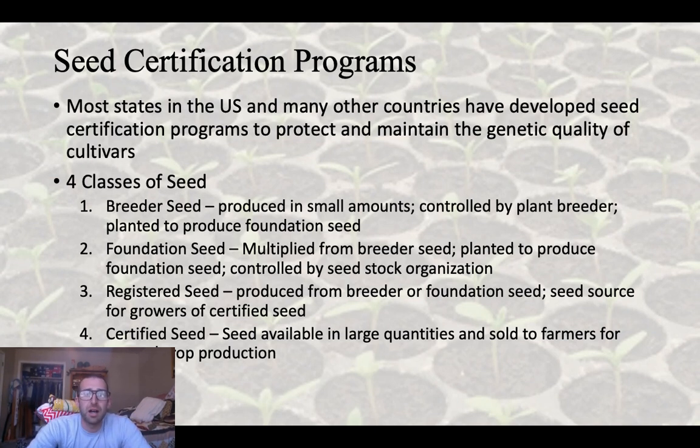So, in the United States, there are seed certification programs that have been developed to protect and maintain the genetic quality of cultivars or varieties. And within these programs, there are 4 classes of seed, right? There is breeder seed that's produced in small amounts, controlled by the plant breeder, and used to produce foundation seed. That foundation seed gets multiplied from the breeder seed, and it's controlled by the seed stock organization.